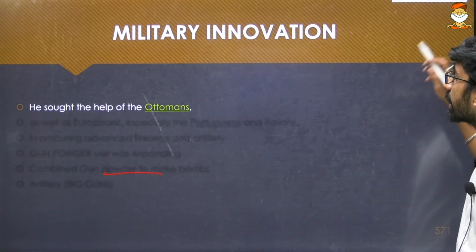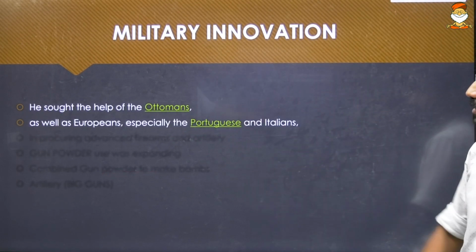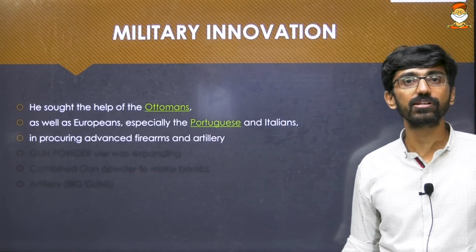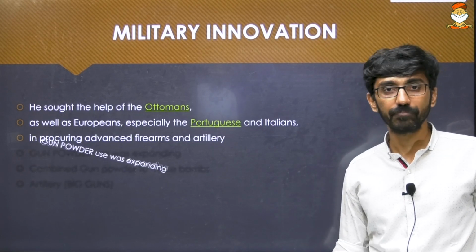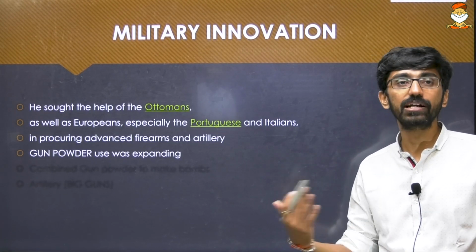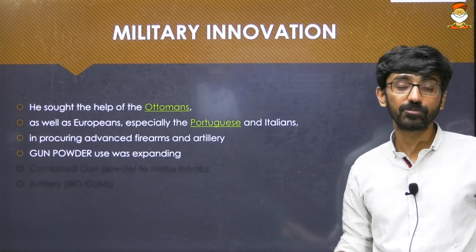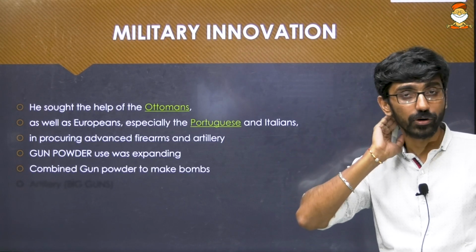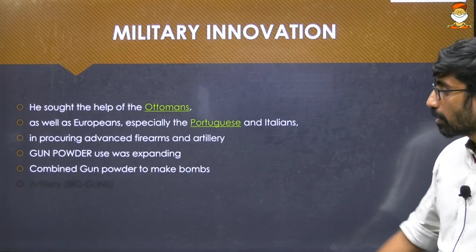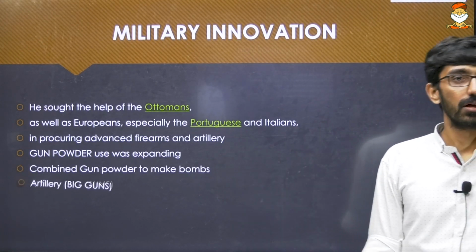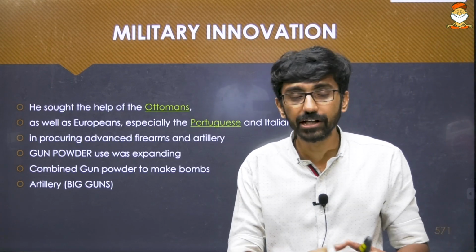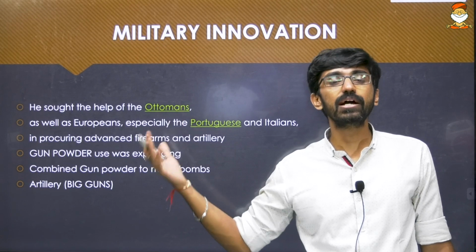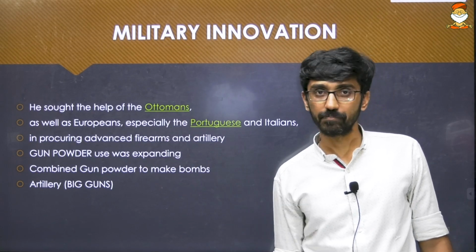Okay, and then again, military innovation we can say. They sought the help of the Ottomans as well as Europeans, especially the Portuguese and the Italians. Advanced artilleries and firearms were built. Especially Akbar took a special interest in that. Gunpowder use was expanding. Gunpowder, I told, came back to India during the time of the Mongols only. They combined gunpowder to make bombs, big artilleries, big guns. Babur already had influence and had already introduced big guns, and now even bigger guns were being introduced by Akbar.